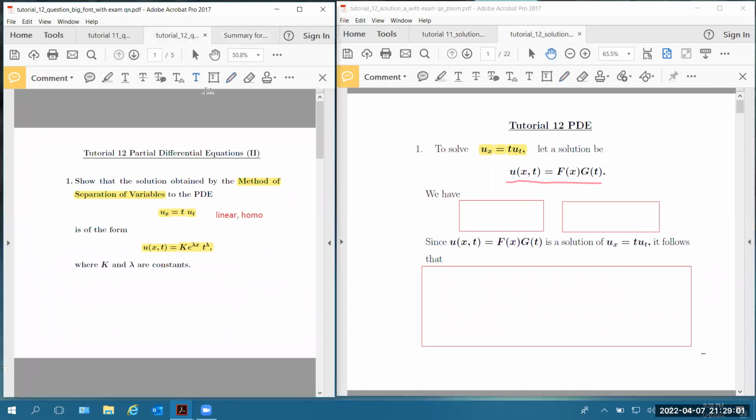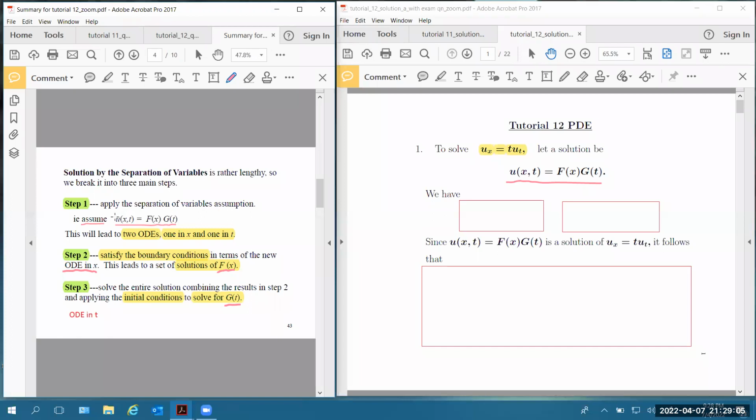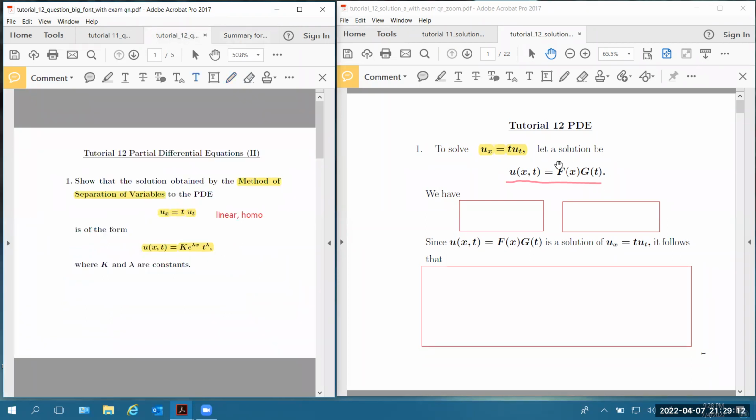Okay, so the first step is what? First step is you assume that the solution is u(x,t) equal to f(x) times g(t), right? So to solve this, let a solution be this. You realize that I use this word "let". See this word "let" or not? Let means it's like assume. You assume that the solution is like this, a function of x times a function of t.